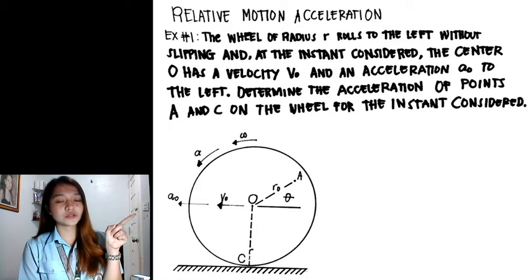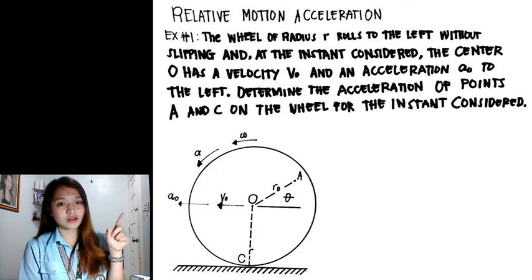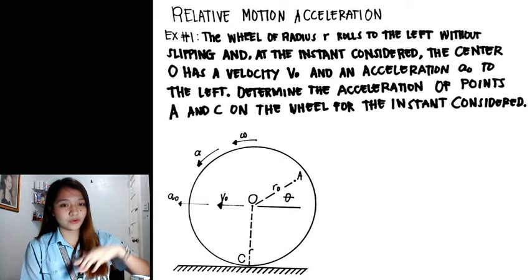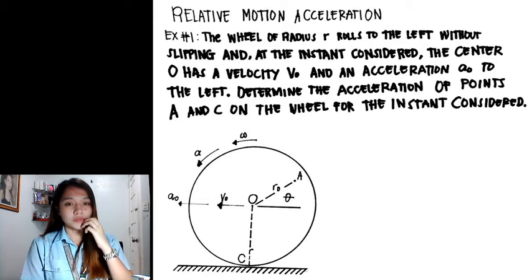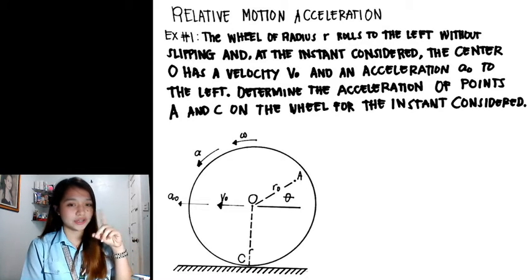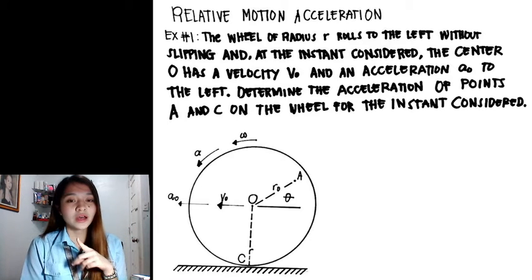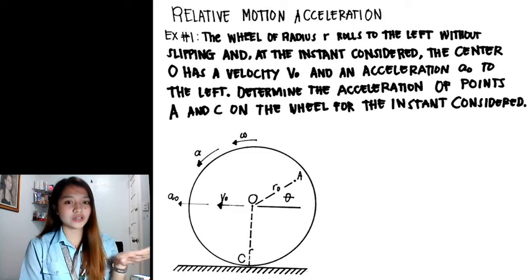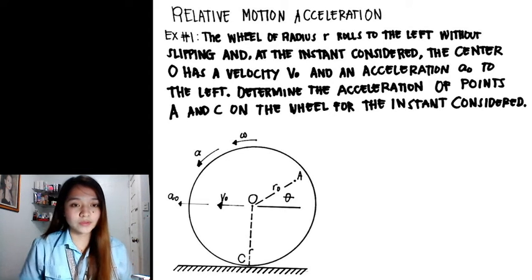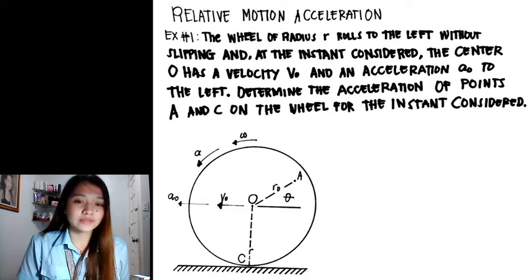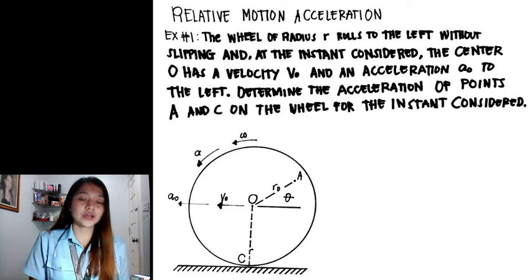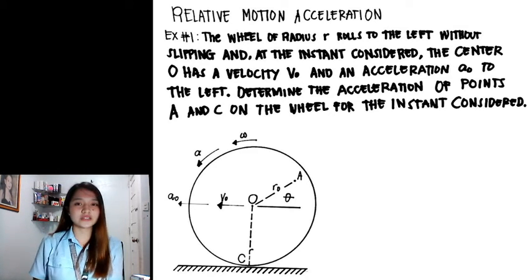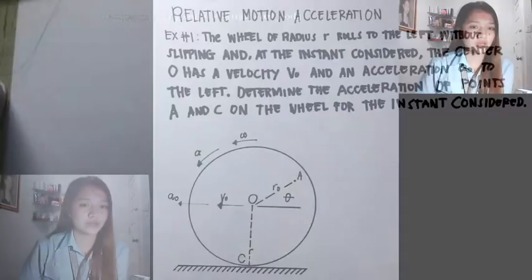I personally drew this figure, which is the wheel that has contact, of course, with the ground. It has an angular velocity and angular acceleration, and we have O, which is the origin. To the left we have the velocity v sub O, and we have point A, the angle theta, and the point C. So let's start to solve.